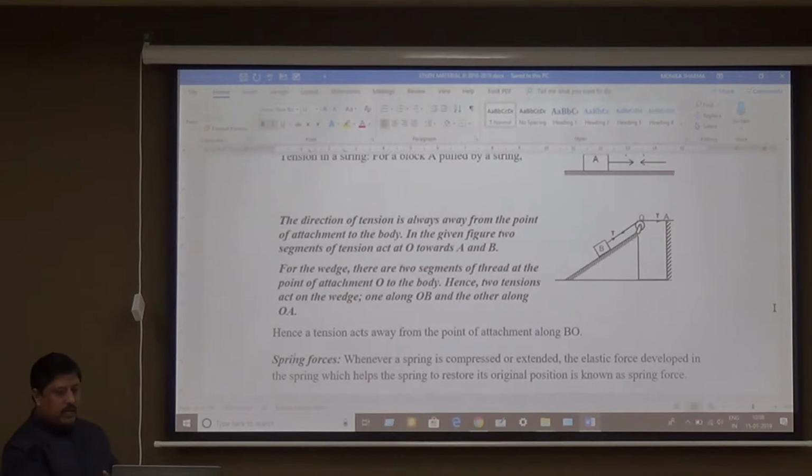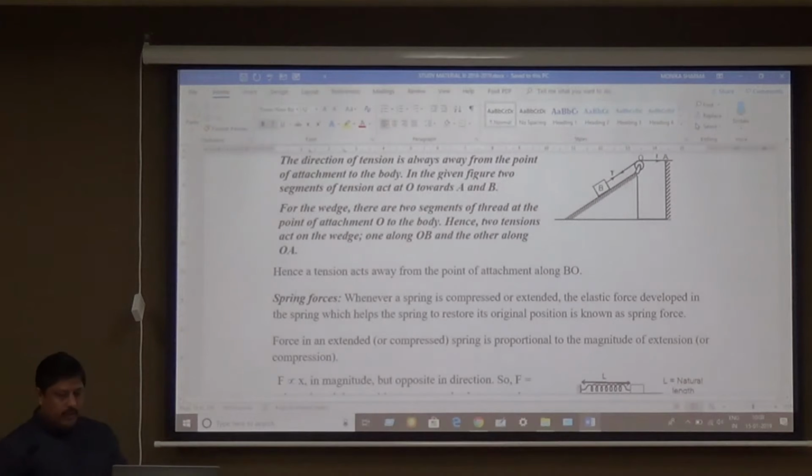For the wedge, there are two segments of thread at the point of attachment O of the body. Hence, two tensions act on the wedge, one along OB and another along OA. Hence, the tension acts away from the point of attachment along BO. I hope the concept is clear.